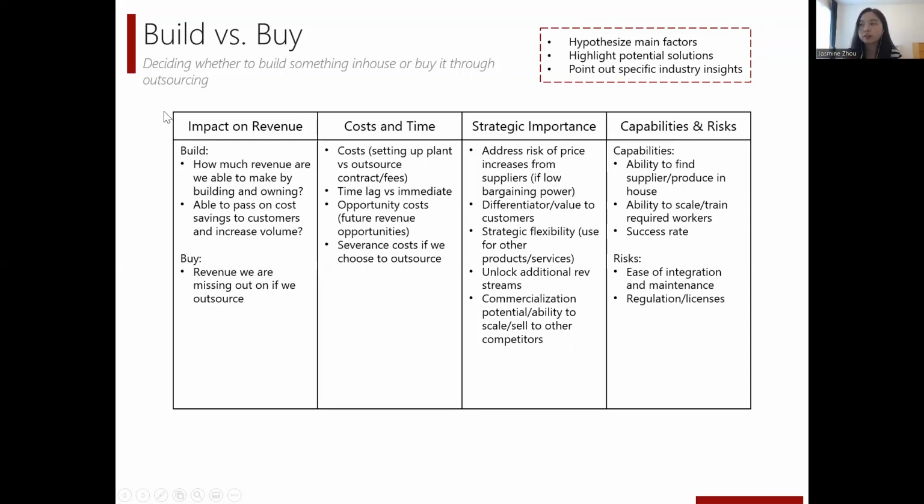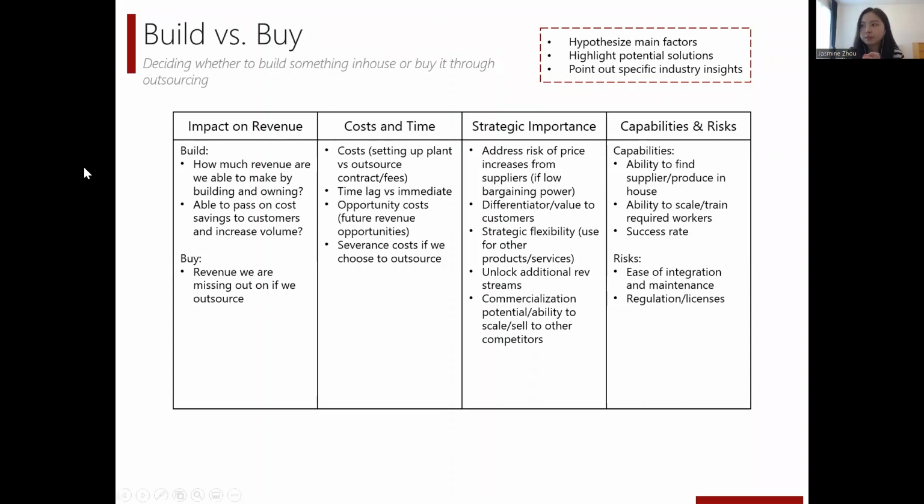So once again, you have revenue, so impact on revenue. You have costs, so costs and time. And then instead of market, because market isn't too relevant in this case, I replaced the market bucket with strategic importance and then capabilities and risks.